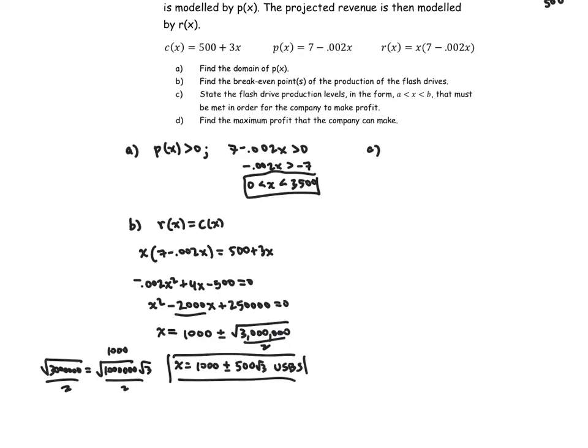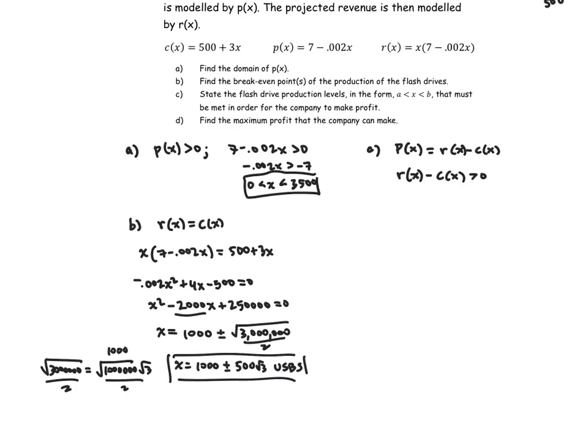State the flash drive production levels in the form A is less than X is less than B that must be met in order for the company to make profit. So of course profit, like I said earlier, is R of X minus C of X. Okay, so in order for us to profit, what we want is for R of X minus C of X to be greater than 0, right? Our revenue greater than our cost.